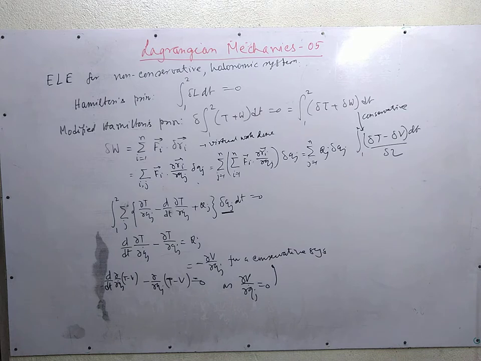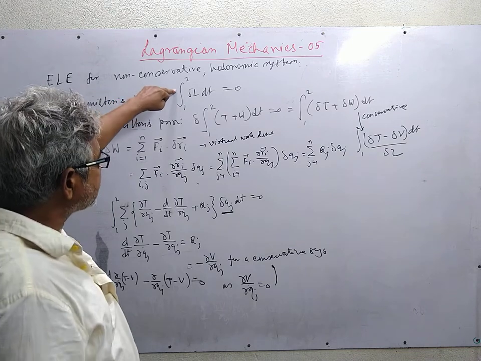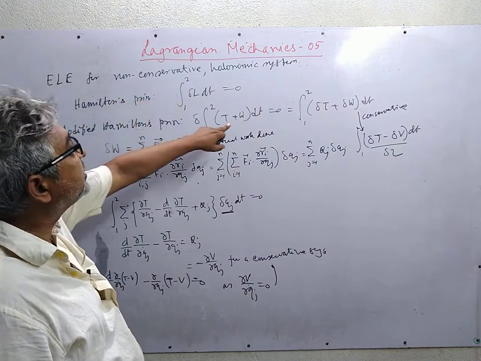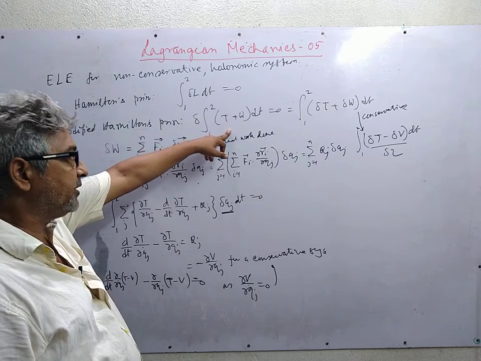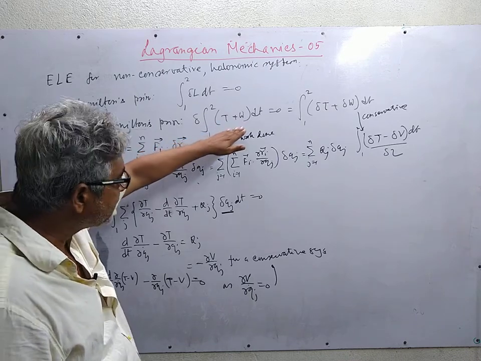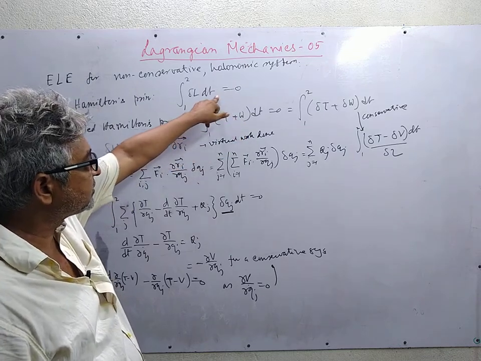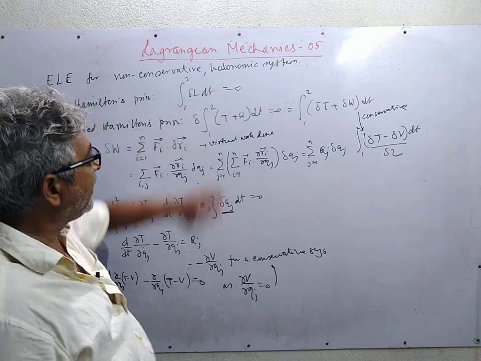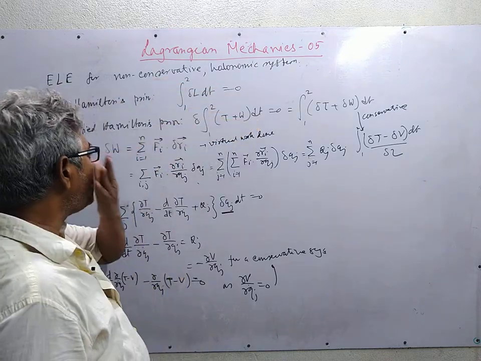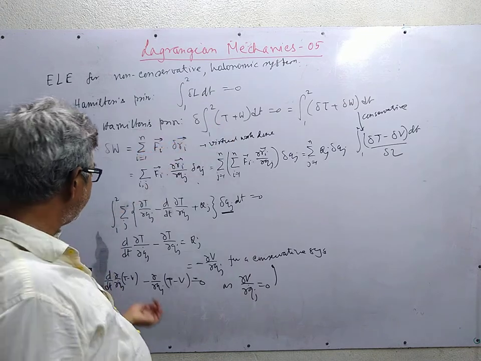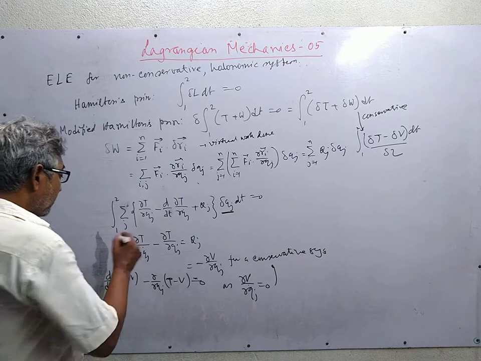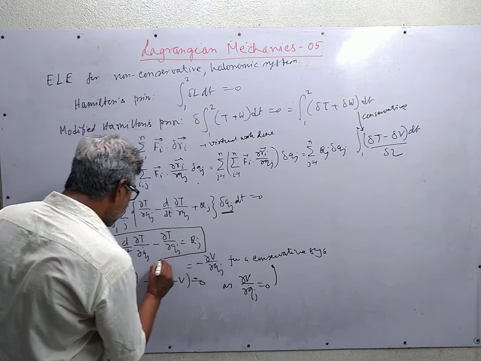Conservative force field. For a non-conservative force field, the potential may depend on velocity. So what we have obtained, we have modified the Hamilton's principle of least action from this, which is applicable for a conservative holonomic system, to this one for a non-conservative holonomic system. And we have shown that this expression indeed reduces to this if we consider a conservative force field. However, for a general case, this principle leads to the modified Euler-Lagrange equation for non-conservative holonomic system to this.